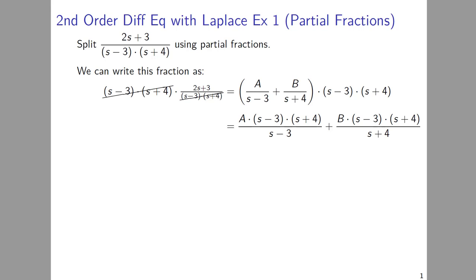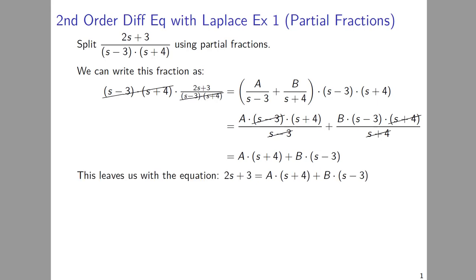So we'll have A times (s - 3)(s + 4) over (s - 3) in the first term, and B times (s - 3)(s + 4) over (s + 4) in the second term. In these two terms, we can get cancellations as well. In the first term, we have (s - 3) over (s - 3), and in the second term, we have (s + 4) over (s + 4). So this leaves us with A times (s + 4) plus B times (s - 3) on the right-hand side.